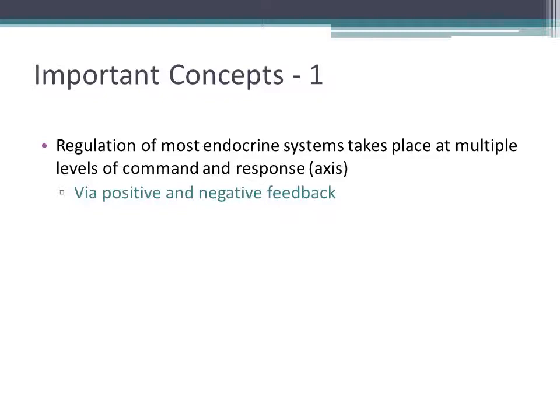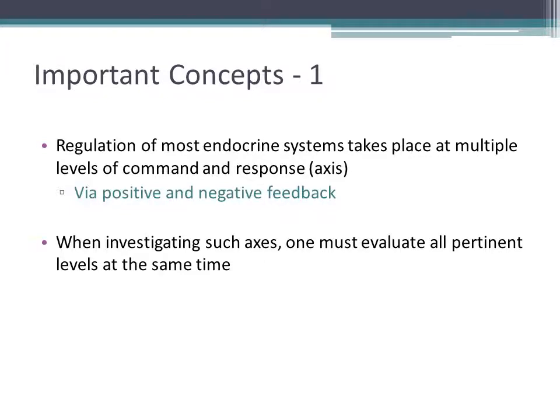So I always start with three basic and important concepts in endocrinology. The first concept is that regulation of most endocrine systems takes place at multiple levels of command and response. This is what we call an axis. So how is the control exerted via positive and negative feedback?